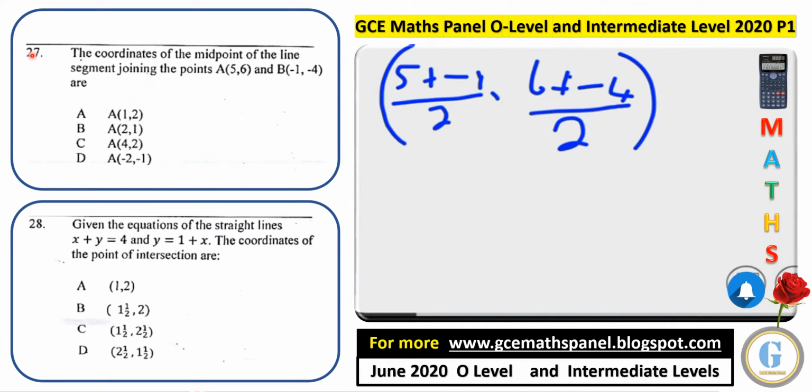Simplifying this will give us 5 minus 1, 4, divided by 2, 2. Then 6 minus 4, 2, divided by 2, 1. So this is our midpoint. We have the point 2, 1 for question number 27, and that gives us B.